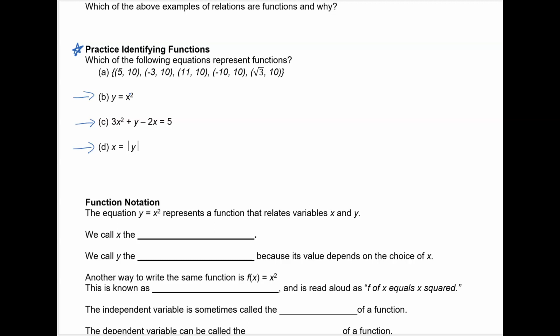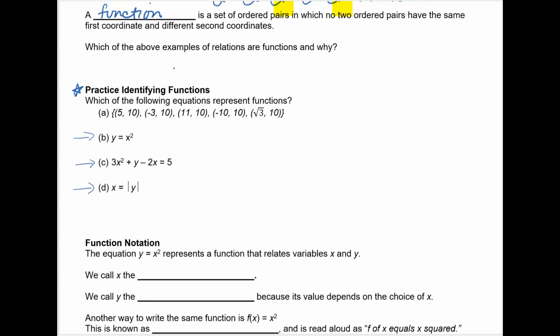So let's do the first one. This one's the simplest. Let's look and see if any x goes with a different y. One quick way is just to look and see if any of these x's repeat. I've got a 5, a -3, 11, a -10, a square root of 3. Those are all different x's. So I'm not going to have any example here where I have the same x going with a different y.